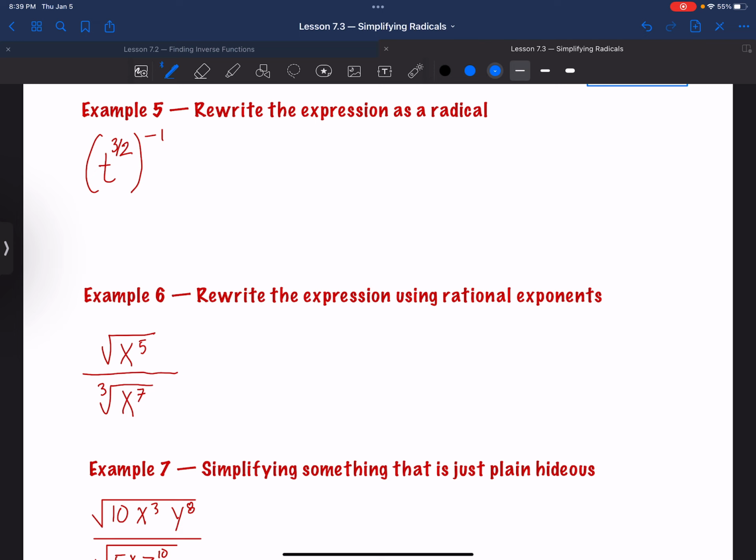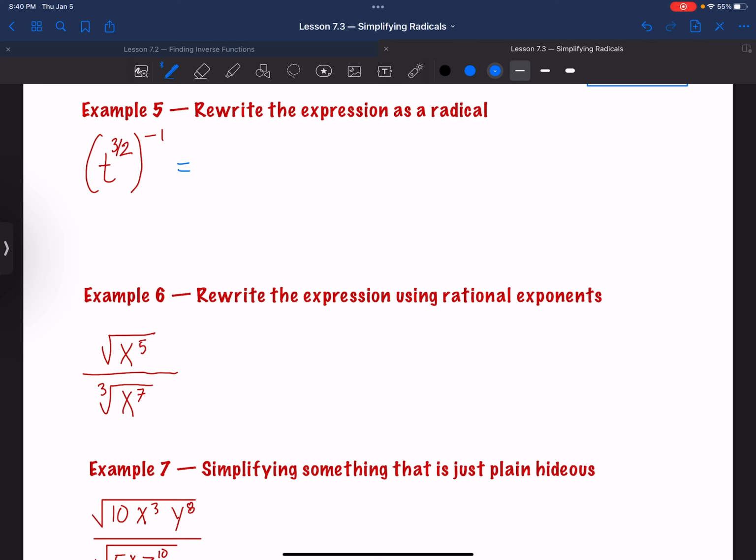First approach, you could say that this is t to the power of 3 halves times negative 1, in which case this is t to the power of negative 3 halves, right? And if you do that, then you know that this equals 1 over t to the 3 halves. And then you can convert your t to the 3 halves.